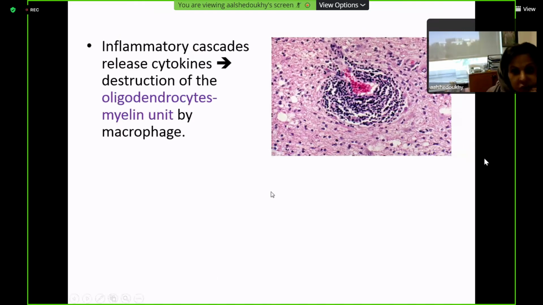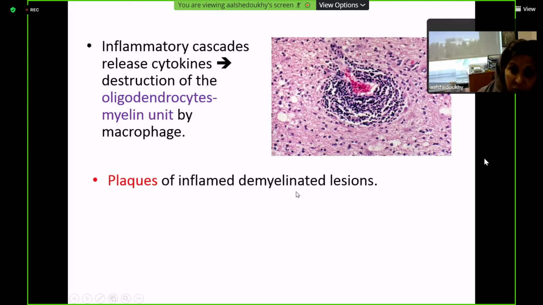If you look at the brain that is affected by multiple sclerosis, we call it a multiple sclerotic plaque. What do we see? Because of the activation of the cytokines by the T lymphocytes, you will have inflammatory cascades leading to aggregation of macrophages and inflammatory cells around blood vessels and around the oligodendrocyte myelin unit. So we will call it the oligodendrocyte myelin unit. It's just a term.